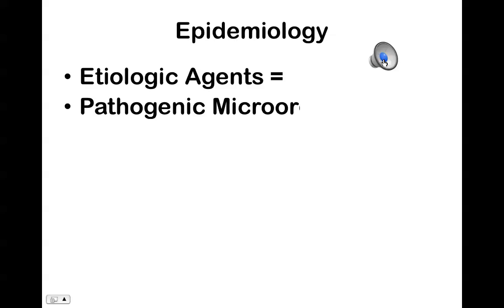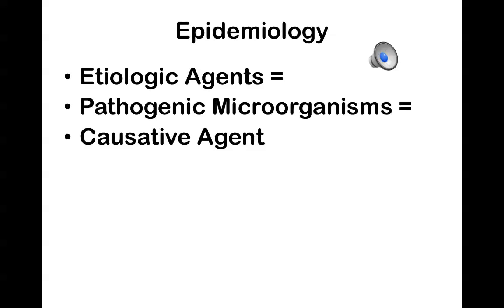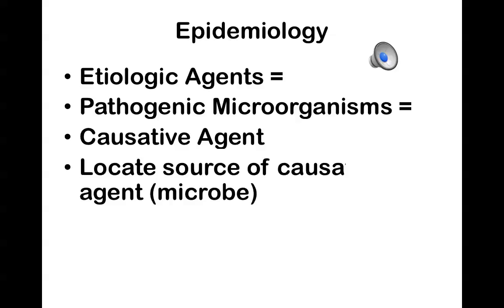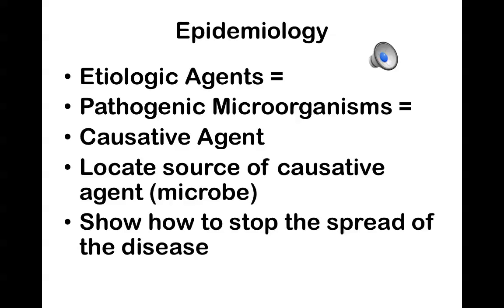Etiologic agent, which is just another phrase or name for a pathogenic microorganism, which also means causative agent. Frequently, an epidemiologist will use the phrase etiologic agent or causative agent when they're simply meaning pathogenic microorganism.